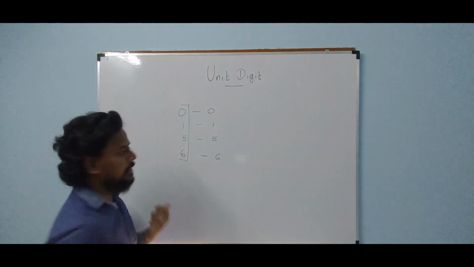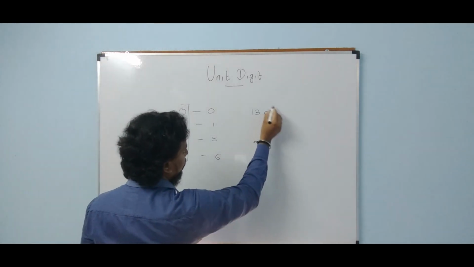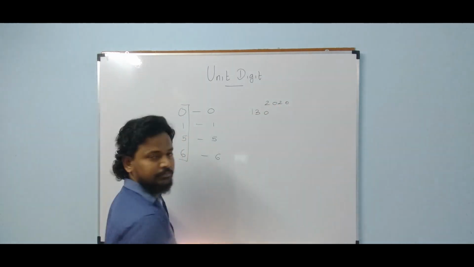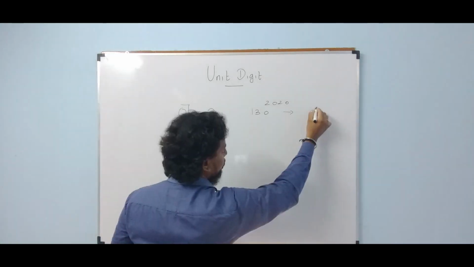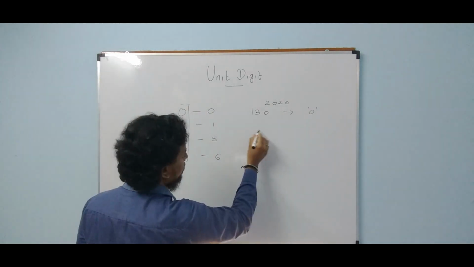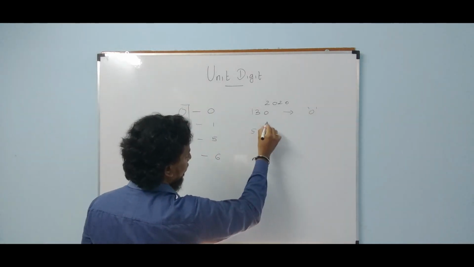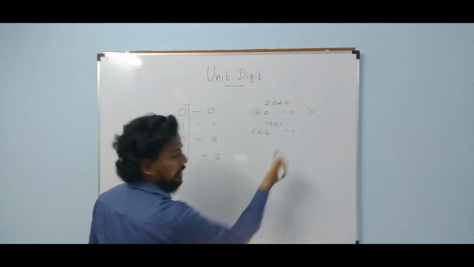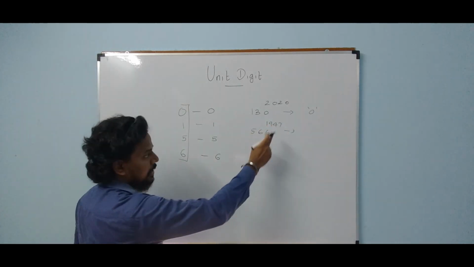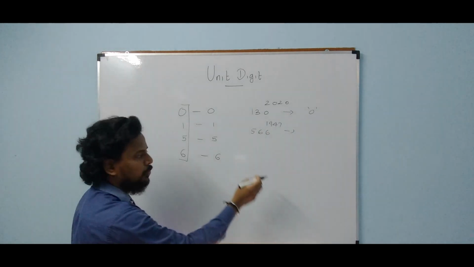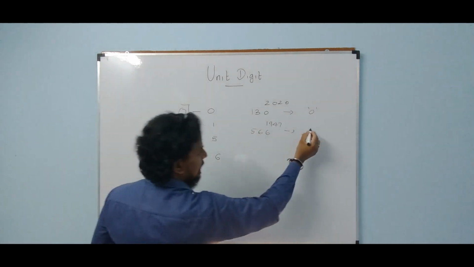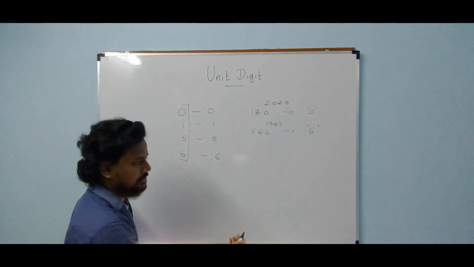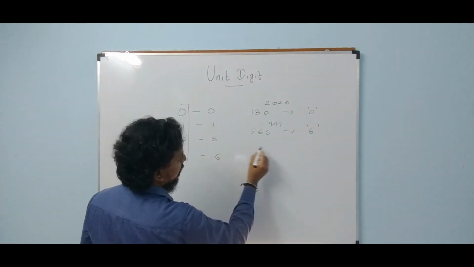What do I mean by this? Suppose the number is 130 to the power 2020, then the unit digit of this particular answer will be 0. Similarly, if the number is 566 to the power 1947, what is the last digit here? 6. Whatever may be the power, we need not worry. If the last number is 6 or 5 or 1 or 0, the answer will repeat the same digit. It will be 6.